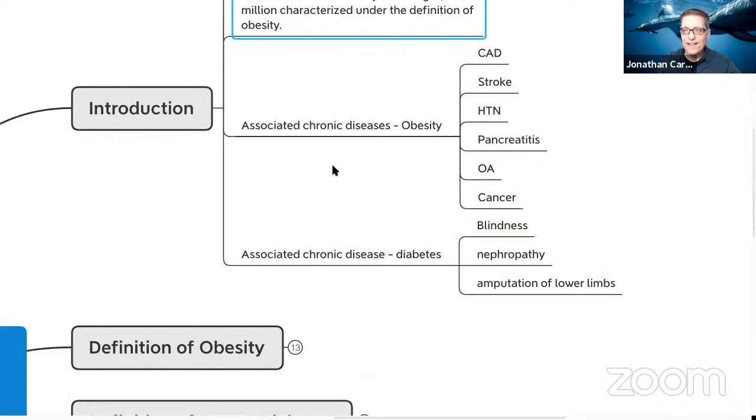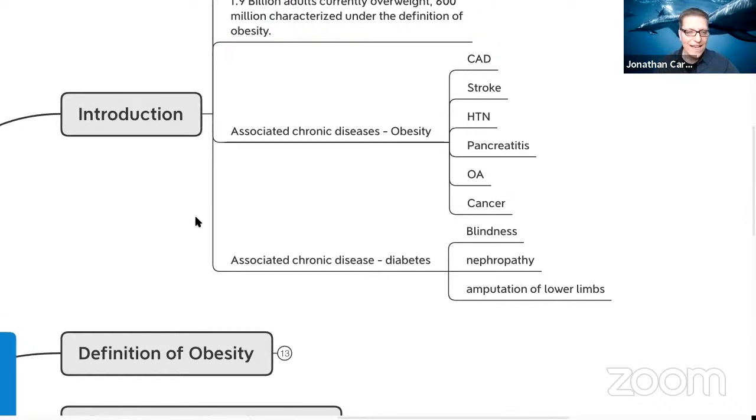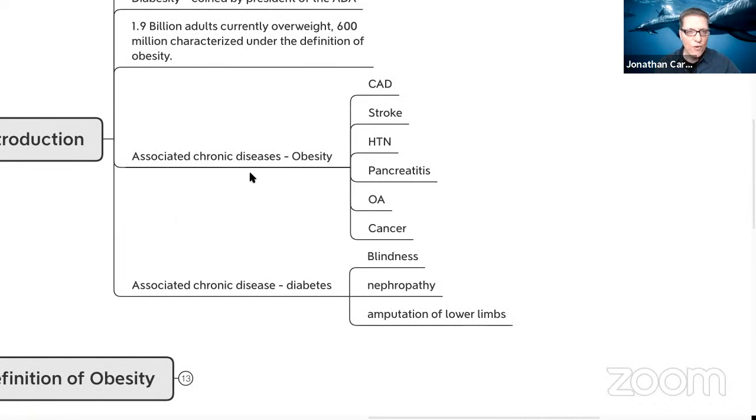And if you've been listening to any of my classes over the last 54 weeks, you'll know that I've spent quite a bit of time talking about the associated diseases of obesity and diabetes. But as a general review, for obesity as well as diabetes, there's an increased risk of coronary artery disease, heart attacks, stroke, high blood pressure, which is hypertension. HTN is what doctors use as an abbreviation.